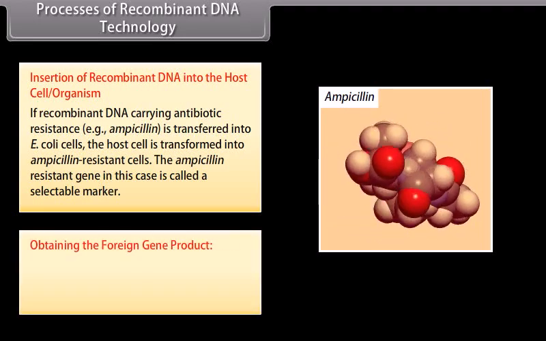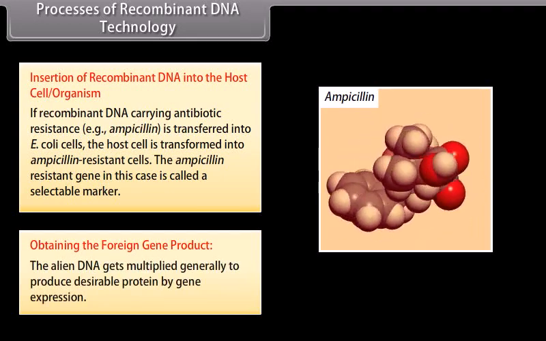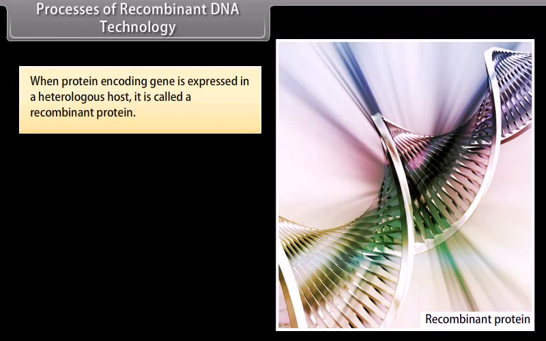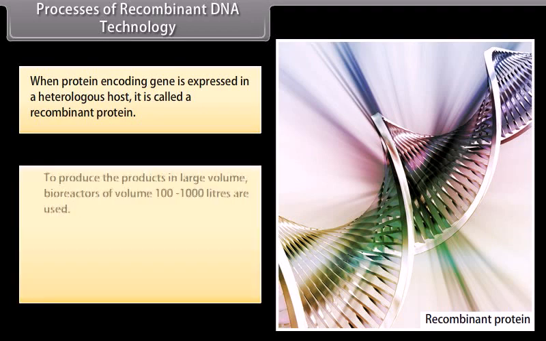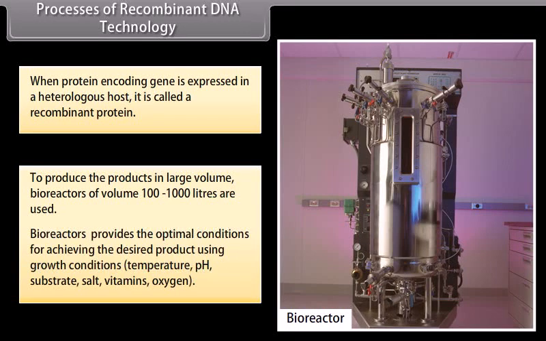Obtaining the foreign gene product. The alien DNA gets multiplied generally to produce desirable protein by gene expression. When a protein-encoding gene is expressed in the heterologous host, it is called a recombinant protein. To produce products in large volume, bioreactors of volume 100 to 1000 liters are used. Bioreactors provide the optimal conditions for achieving the desired product using growth conditions, temperature, pH, substrate, salt, vitamins, and oxygen.